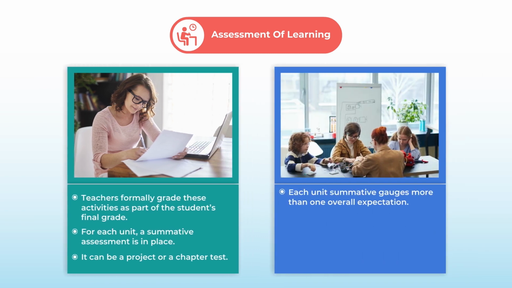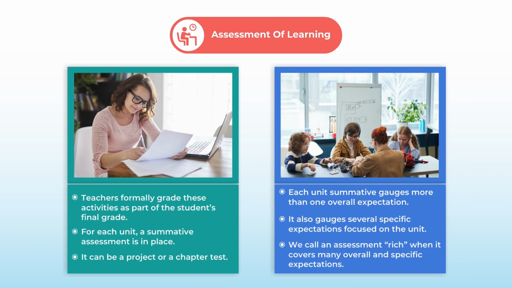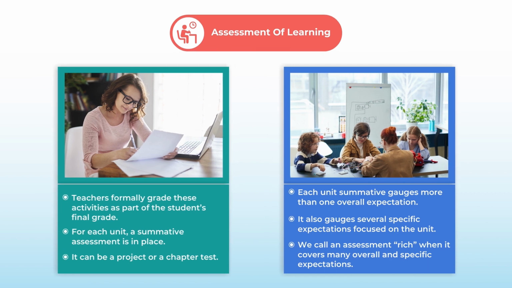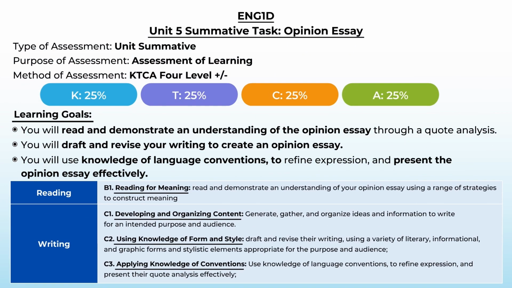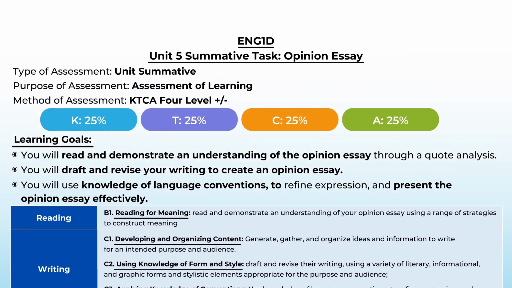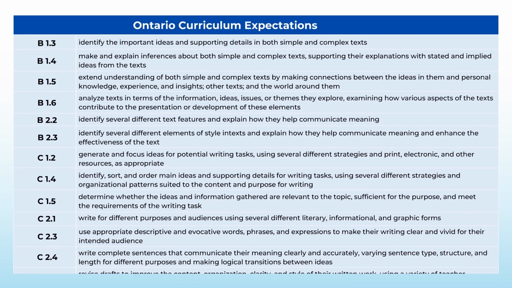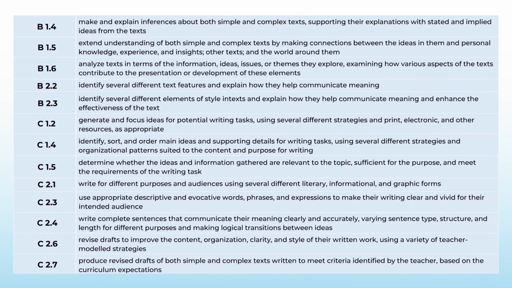Each unit summative gauges more than one overall expectation. It also gauges several specific expectations focused on the unit. We call an assessment rich when it covers many overall and specific expectations. Here's an example of a unit summative assessment, and it clearly shows at the top that it is an assessment of learning, with the expectations after the learning goals.